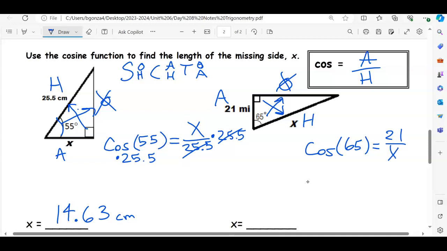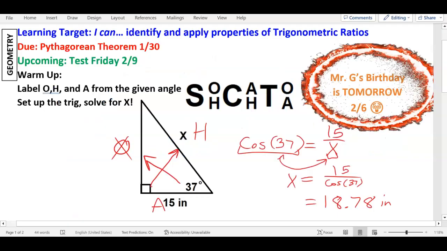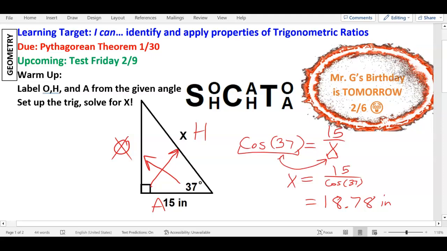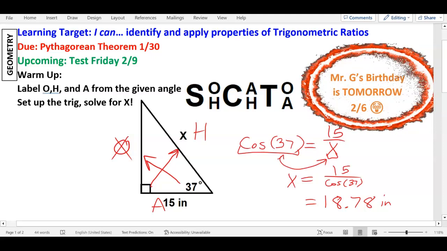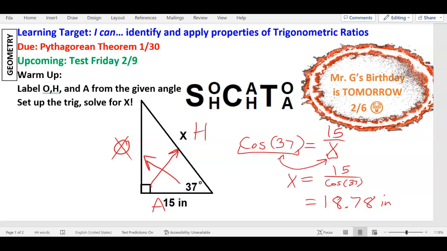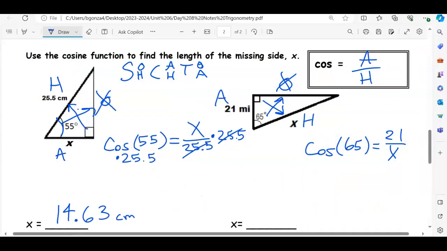This is like our warm-up. So everyone, what's the little trick when X is on the bottom? Don't remember? What did I do with the X and the tree? Switch spots, right? That's 2 steps in one. So here we go. The X and the cosine 65 can switch spots because X is on the bottom. So now it's going to be X equals 21 stays on top. Cosine 65 goes to the bottom.